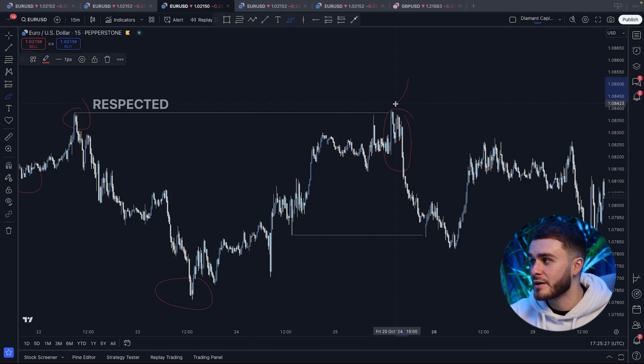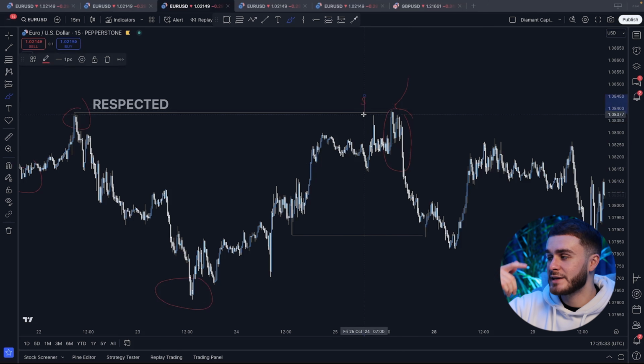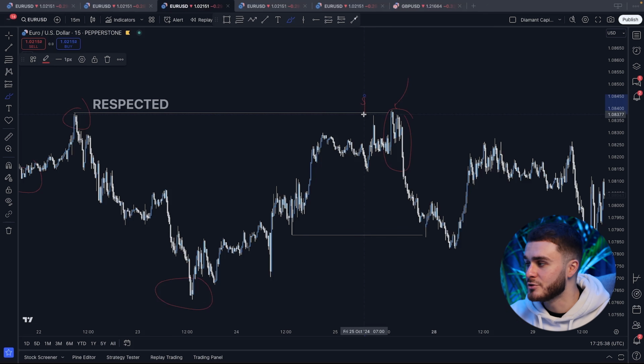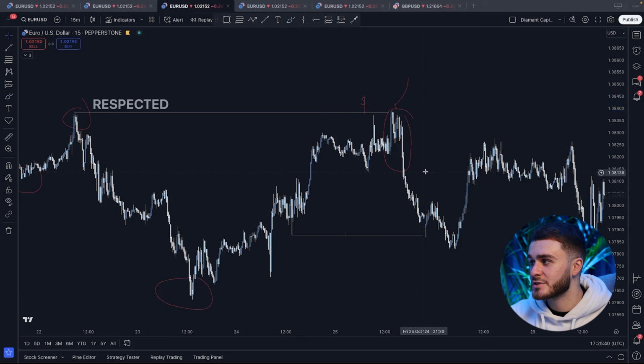As soon as we sweep it, that first sweep over here, that's where we're going to think, all right, cool. All we're going to look for now is a minor change of character, a pullback, and then a continuation. And that's exactly what you do. Again, a similar type of scenario over here.